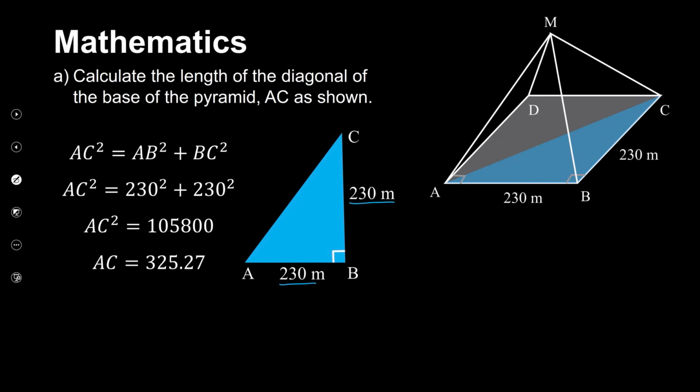105,800. And then we end up with AC being roughly around, sorry, I should have actually put a unit there. So it's roughly around 325.27 meters if we're rounding off to 2 decimal places. Okay, so that was pretty simple. Okay, let's get to the second question.